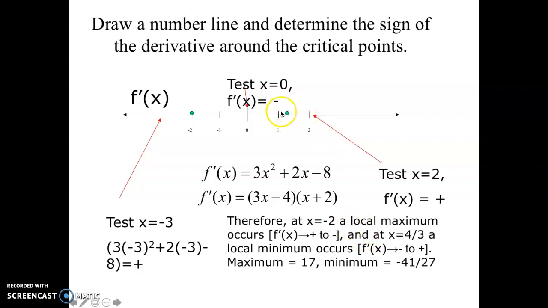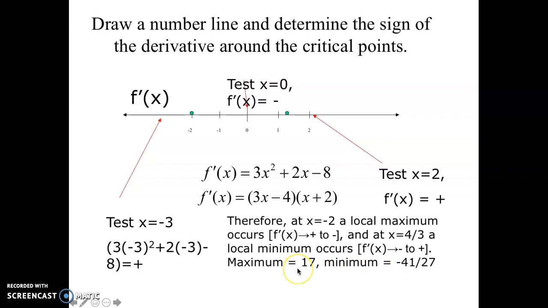Over here at x equals 4/3, the derivative on the left side of 4/3 was negative. The derivative on the right side of 4/3 was positive. The derivative was changing sign from negative to positive around that critical point. Therefore, x equals 4/3 located a local minimum. Now, to find the actual value of the function at those points, we put x equals -2 and x equals 4/3 into the original equation to come up with the actual maximum and minimum values.